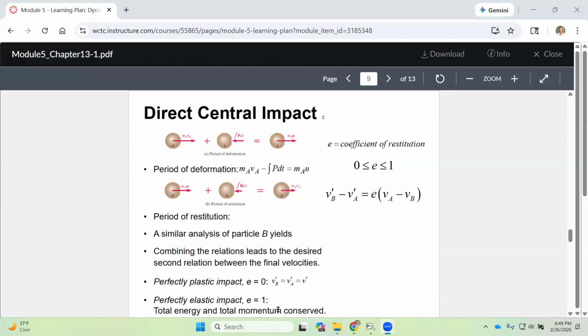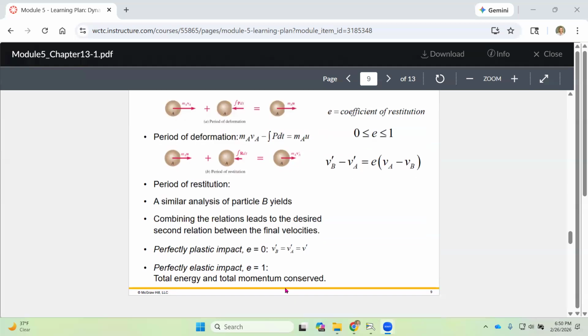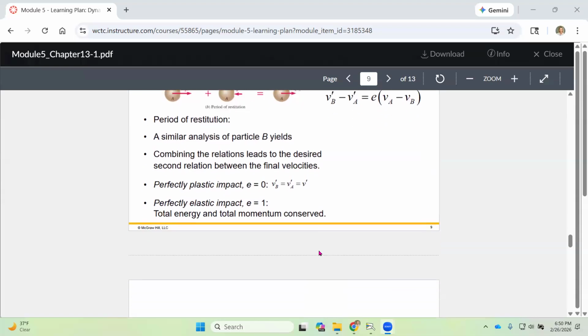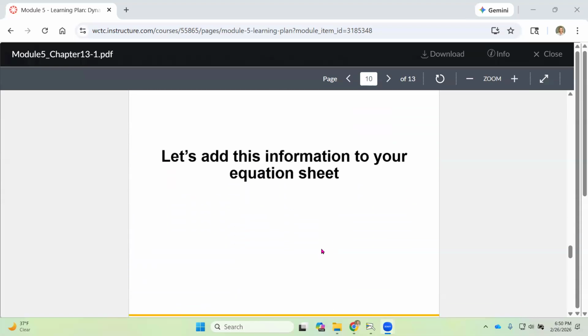isn't a practical value, because we always know that when there's an interaction, there will always be a little bit of deformation, very slight, but there's usually not going to be no deformation. So getting a value of 1 is going to be very rare. Okay. So let's take this information and add what we need to our equation sheet that'll be helpful for the examples that we're going to be looking at next.